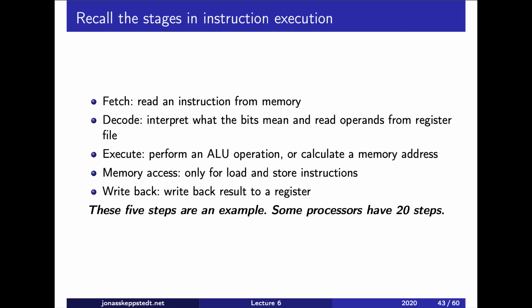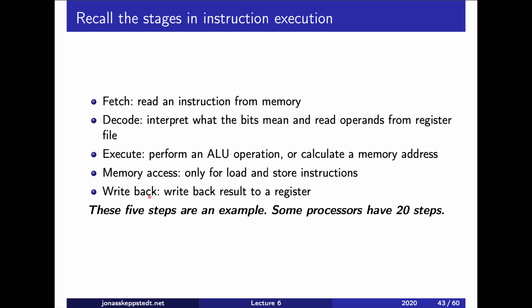The 5 steps in executing a RISC instruction. First, fetch it, then decode it, then execute it in the ALU to do, for instance, an add. Then, if the instruction needs, access memory, and if the instruction should write back the result to a register. And these are 5 stages.